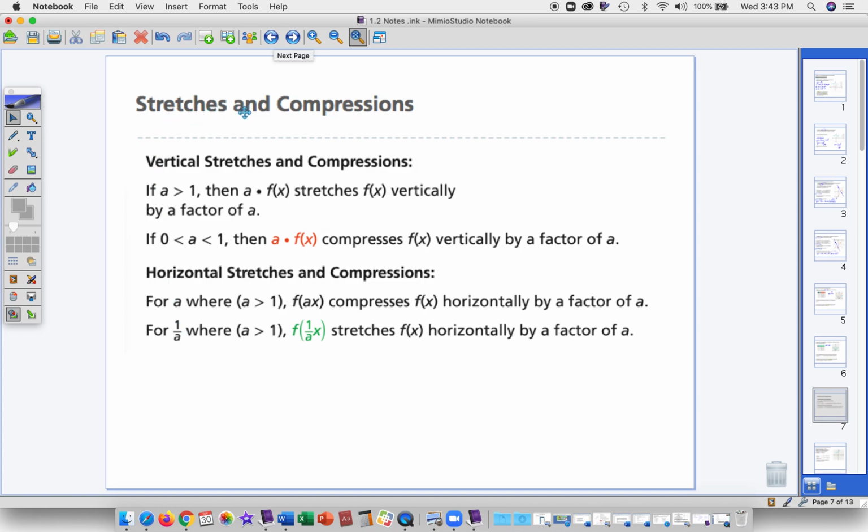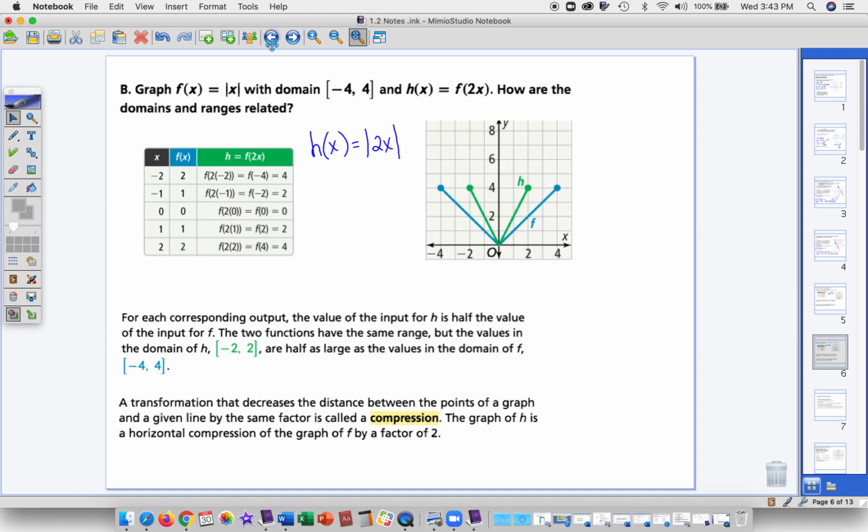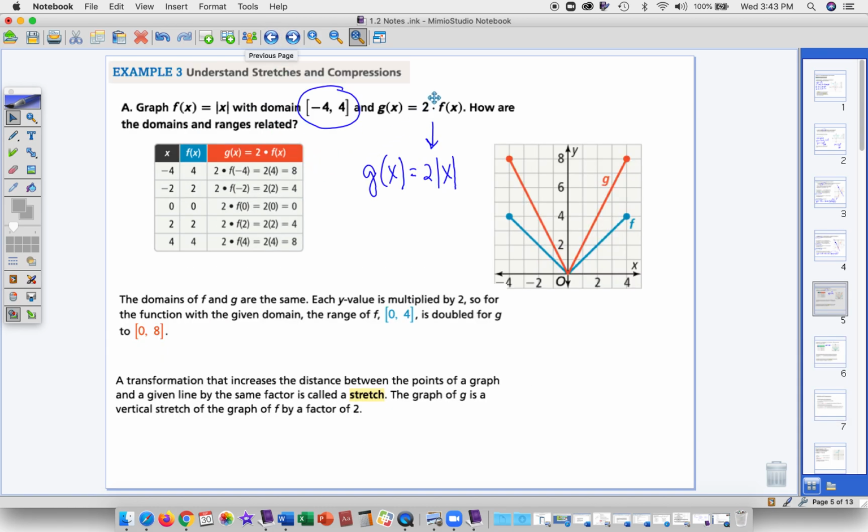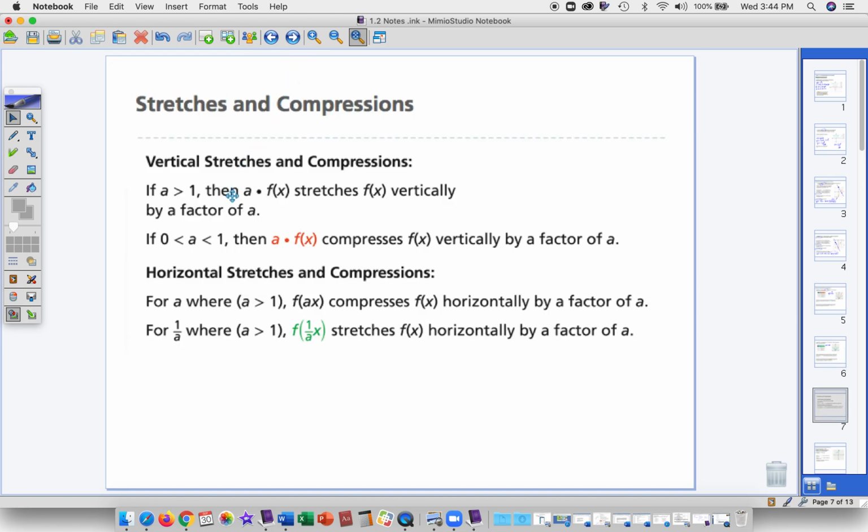So to summarize, for stretches and compressions, so again, vertical, if you have a value of a that is greater than 1, so a is the value that in this case we were calling 2. Okay, so when you have a 2 in front of your function, if I had a 2x squared or a 2x cubed, okay, that 2 doubles all the y values. So it's going to be a vertical stretch.